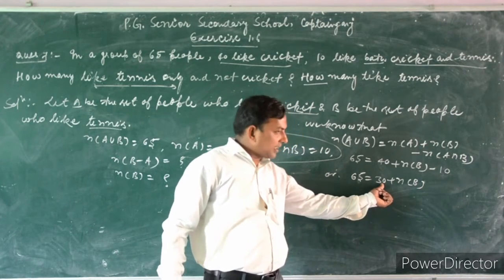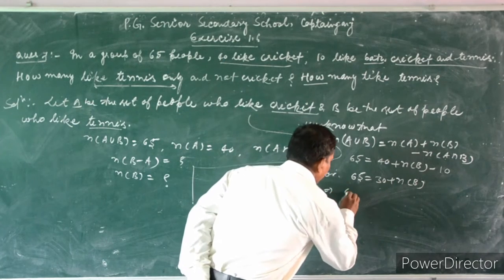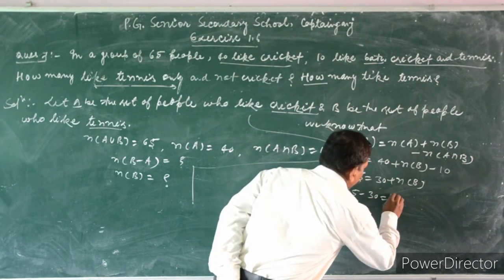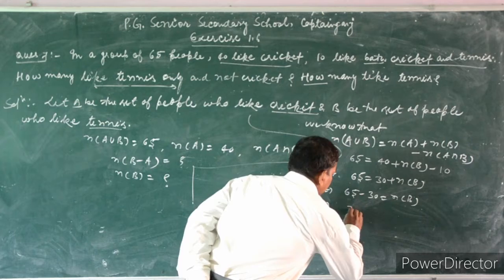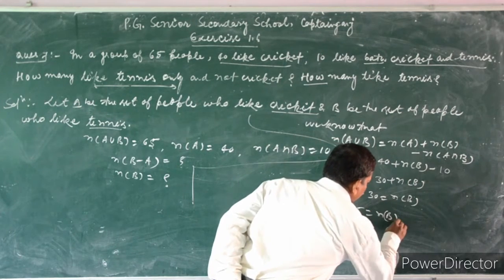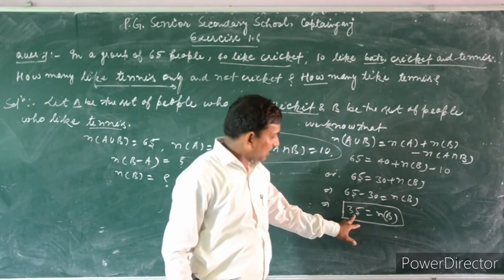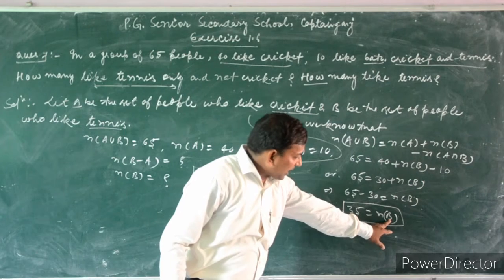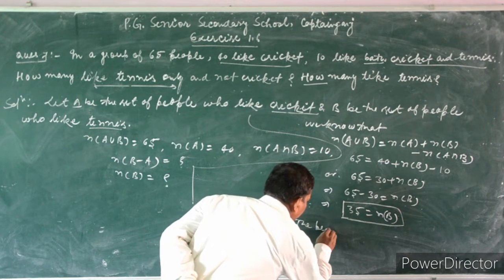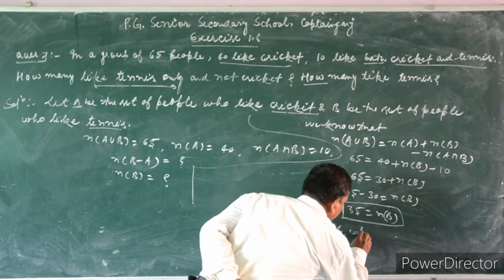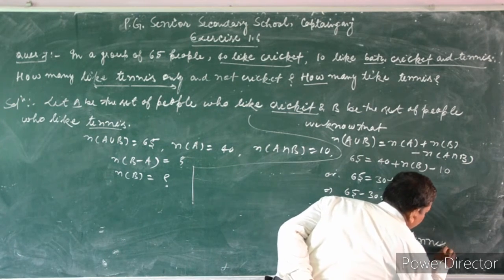Now we transpose 30 to the left hand side. Then we write 65 minus 30 equals the cardinal number of B. 65 minus 30 is equal to 35, so the cardinal number of B is 35. This result gives that the people who like tennis is 35. Therefore, the people who like tennis is 35.